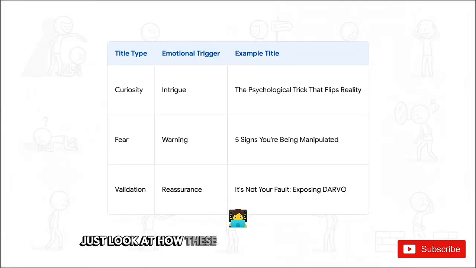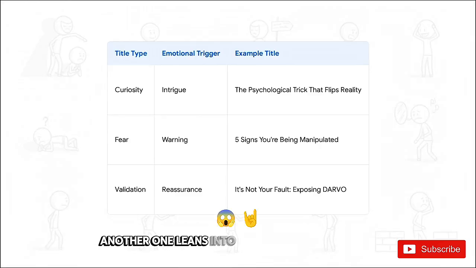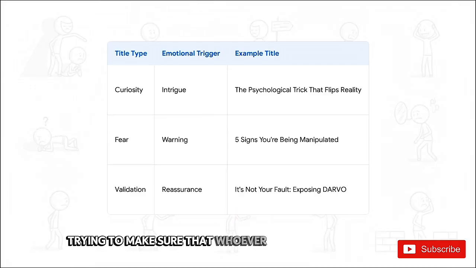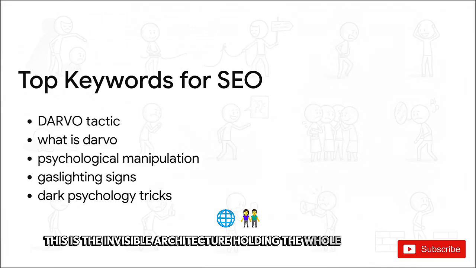Just look at how these different titles are engineered. They're not random. One is all about sparking your curiosity. Another one leans into fear, like a warning sign. And the third offers validation, that feeling of it's not your fault. Each title is like a key to a different emotional door, trying to make sure that whoever needs to see this finds it.